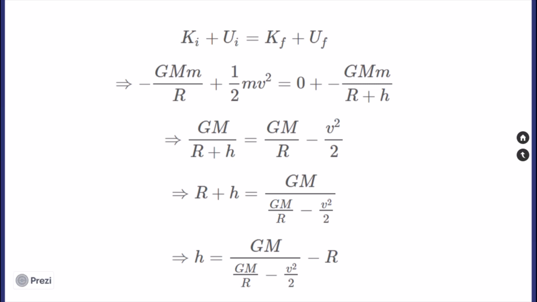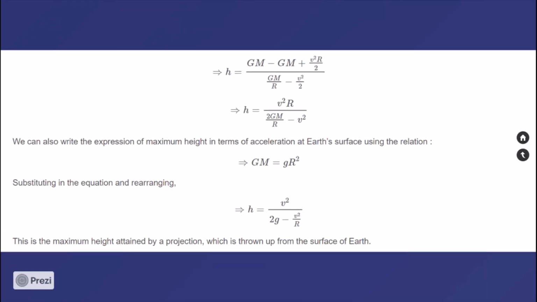Also in this step, m will be subtracted, hence we are left with GM upon R plus H equals GM upon R minus V square upon 2. In the next step, making R plus H as the subject, hence we are left with GM whole upon GM upon R minus V square upon 2. In the next step, making H as the subject and taking LCM, finally you get H equals V square into R whole upon 2GM upon R minus V square.